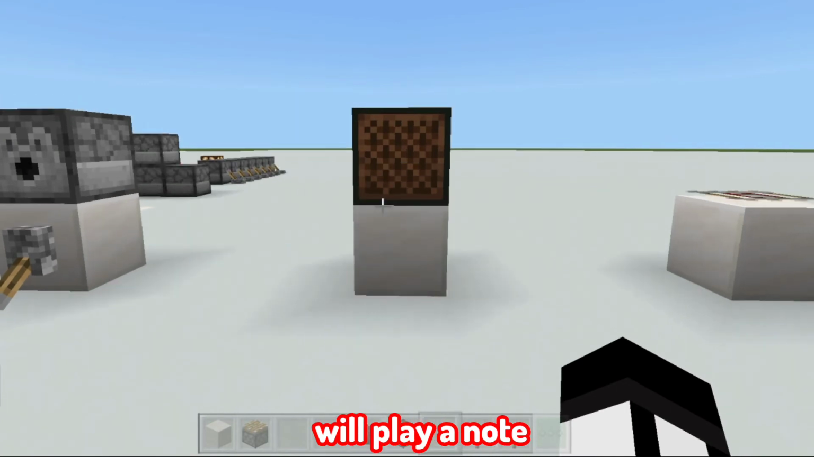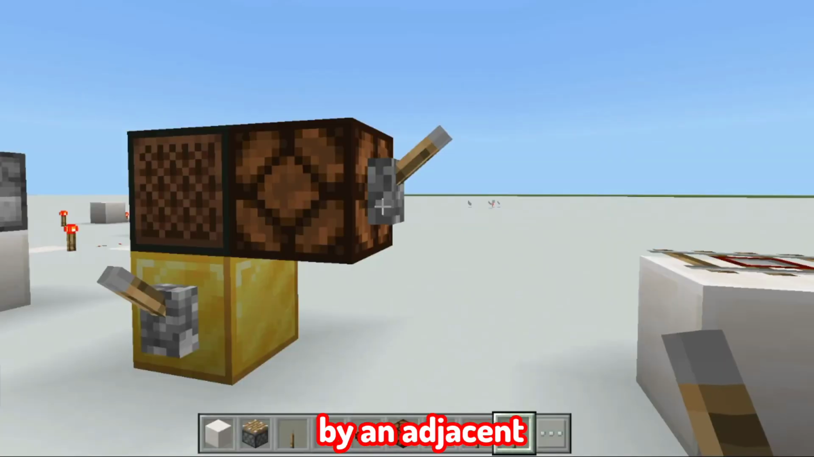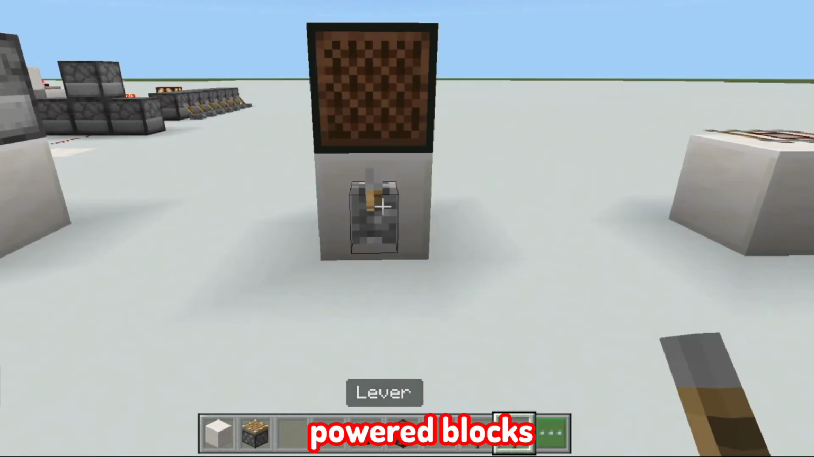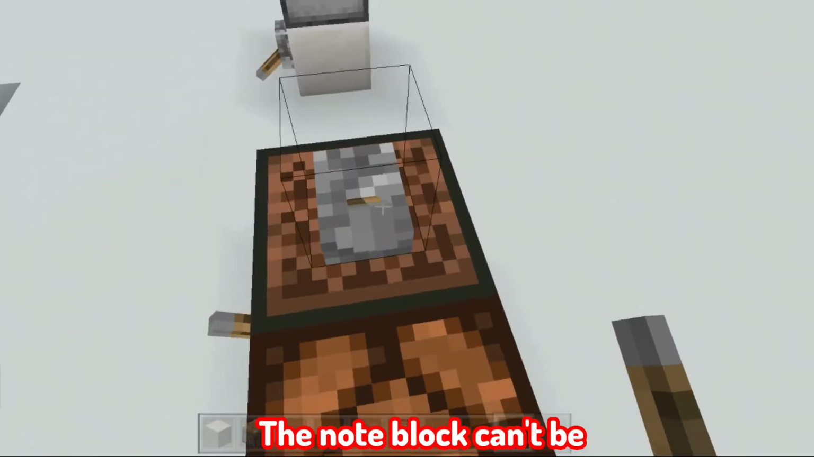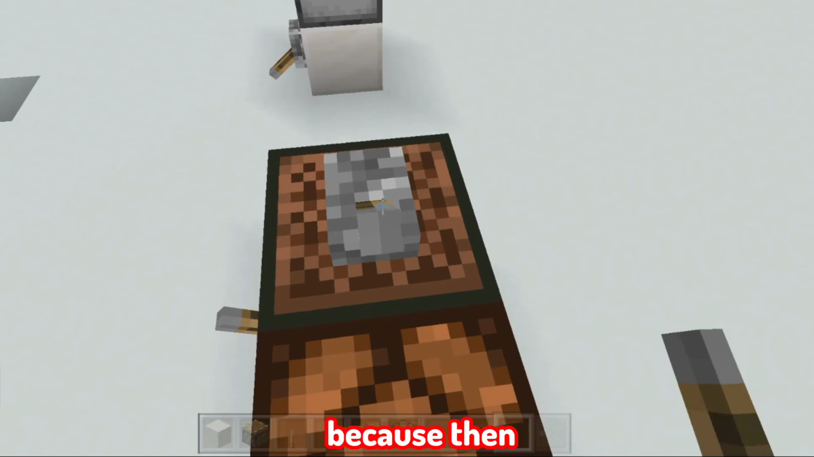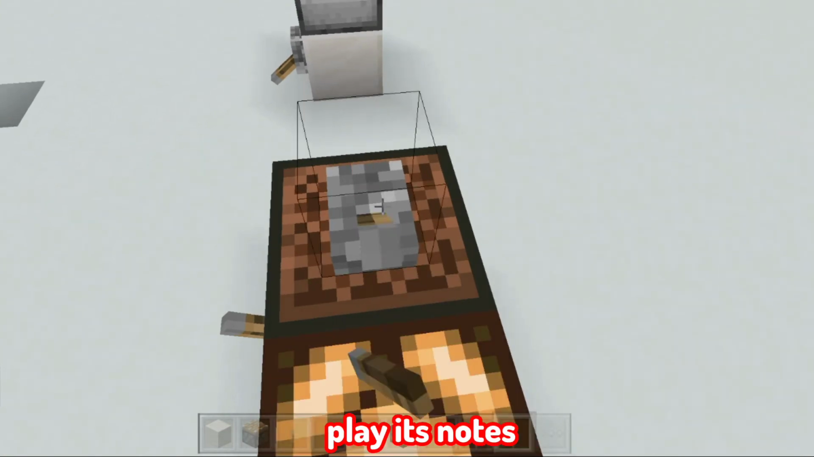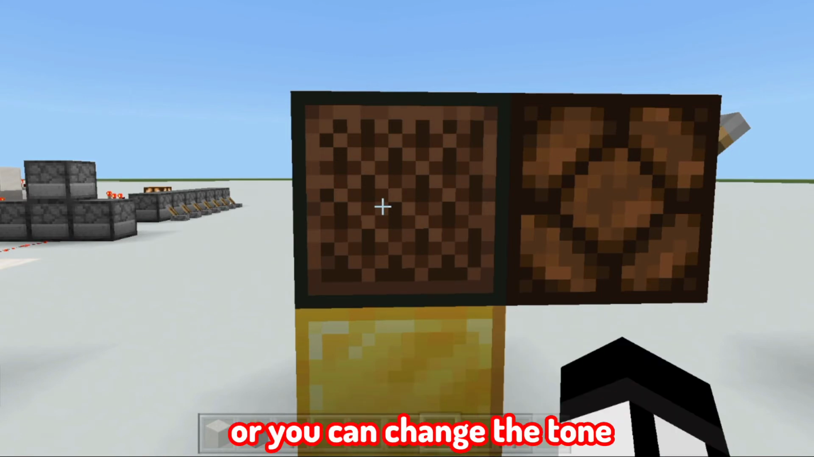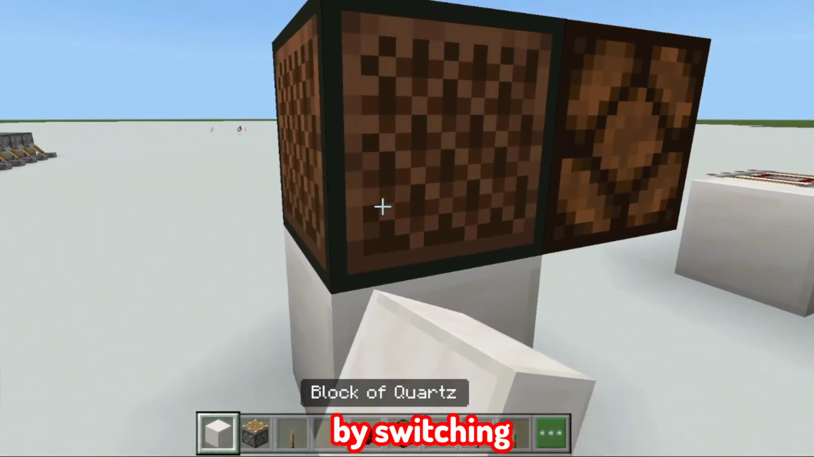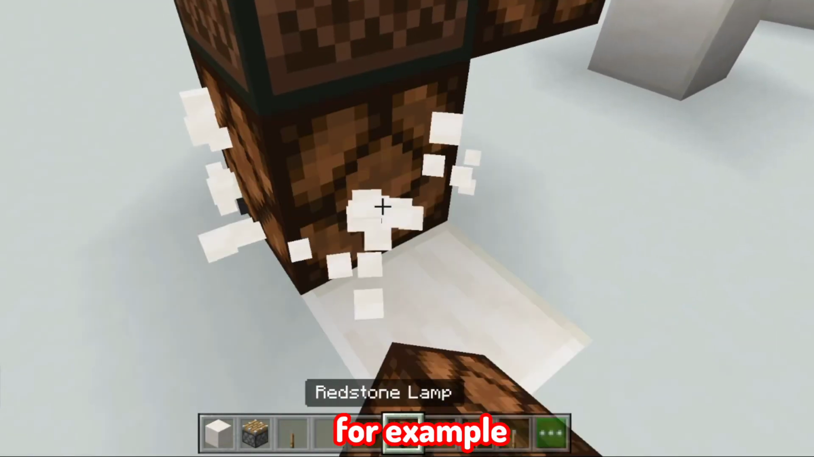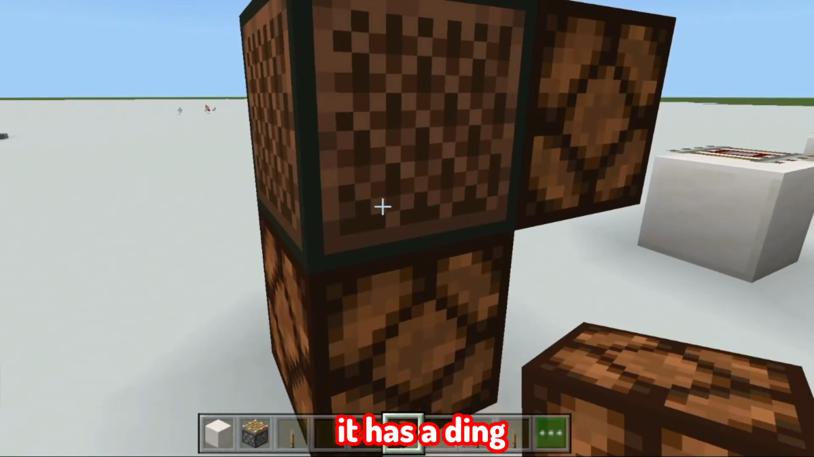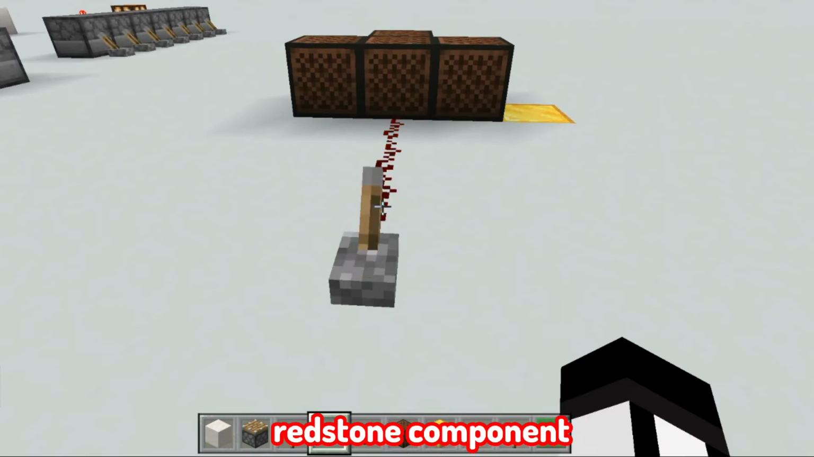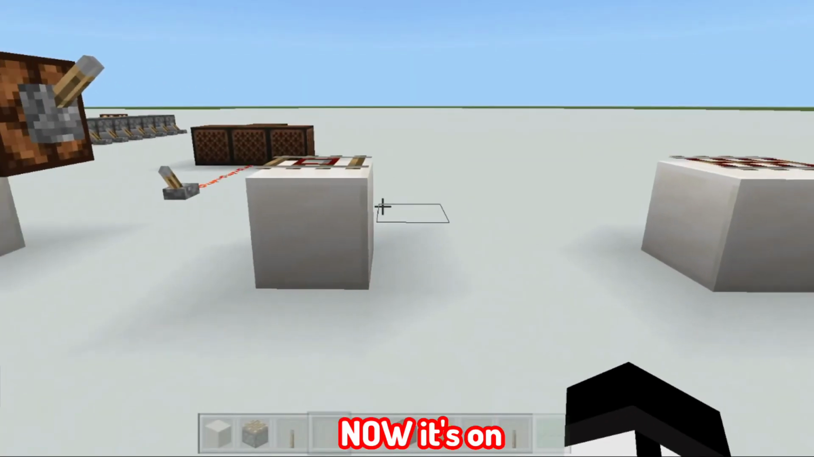Note blocks will play a note when activated by an adjacent redstone component or adjacent powered blocks. The note block can't be powered from above because then it won't be able to play its note. You can change the note of the block by hitting it, and you can change the tone of the block by switching the block it's placed on. For example, if you switch it to gold, it has a ding or chime, and it's also a solid redstone component. Now it's on to the rails.